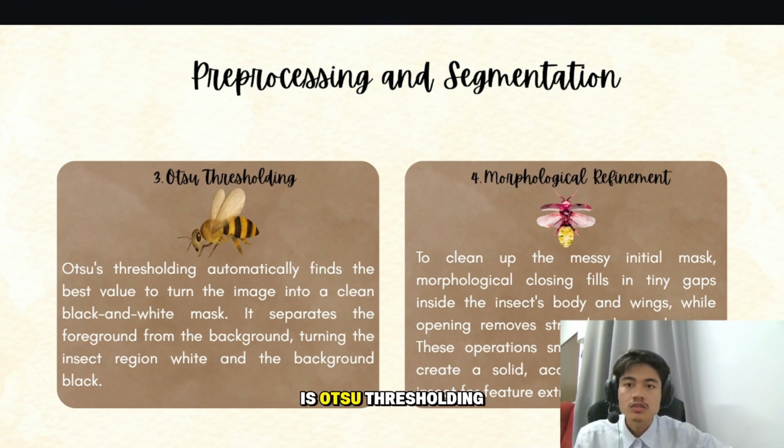The third step is Otsu thresholding. Otsu's thresholding automatically finds the best value to turn the image into a clean black and white mask. It separates the foreground from the background, turning the insect region white and the background black.